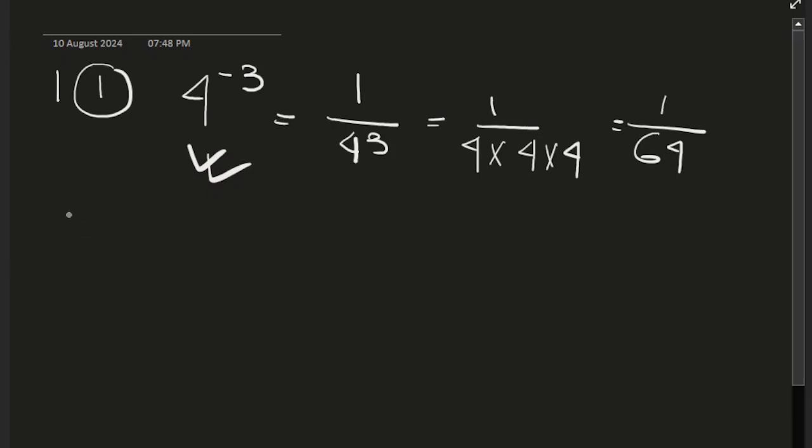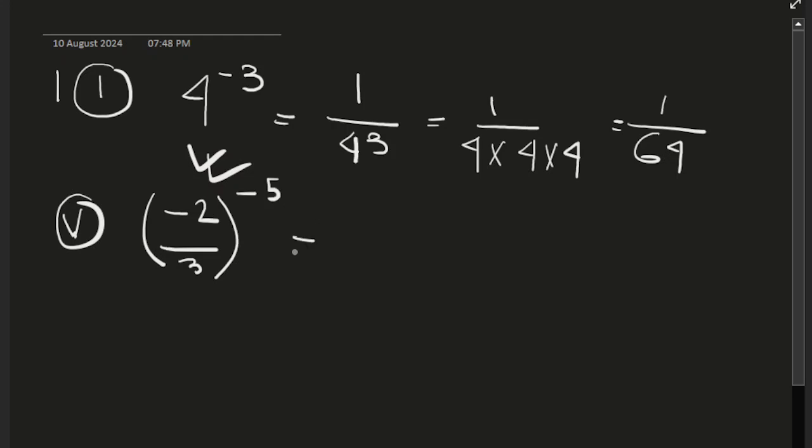Similarly, let's do question number 5. Minus 2 divided by 3 whole to the power of minus 5. So this problem, how will we do it? I have told already that when minus is there, then we have to make the reciprocal. So minus will become plus and the base will become reciprocal. So minus 2 by 3 reciprocal is minus 3 by 2. So write minus 3 by 2 and the power will become plus, so it will be 5.